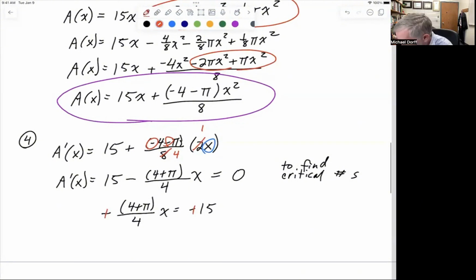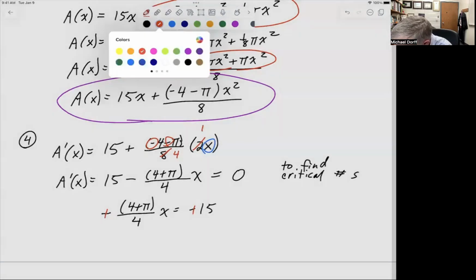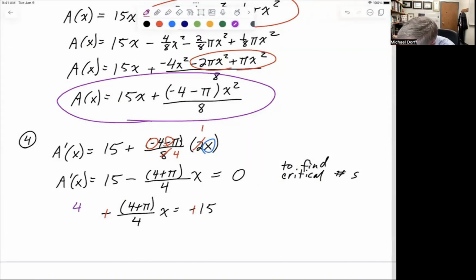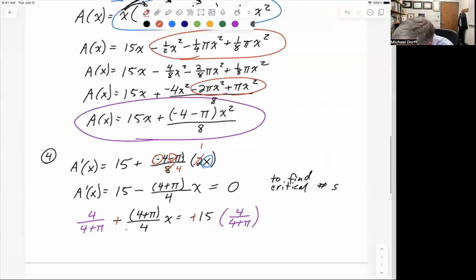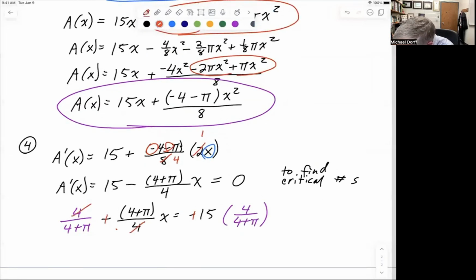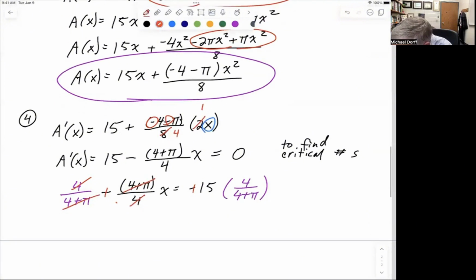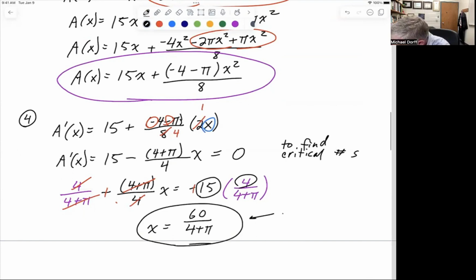And I could divide both sides by (4 plus pi) over 4, but I'm going to multiply by the reciprocal. Let me do that in purple. So I'm going to multiply by 4 over (4 plus pi) on both sides. And why do I do that? Because when I do that, on the left side the 4's cancel out and the 4 plus pi's cancel out, and so I'm left with just x. And now when I multiply 15 times the 4, I get 60 over (4 plus pi). All right, so that gives me the critical number.